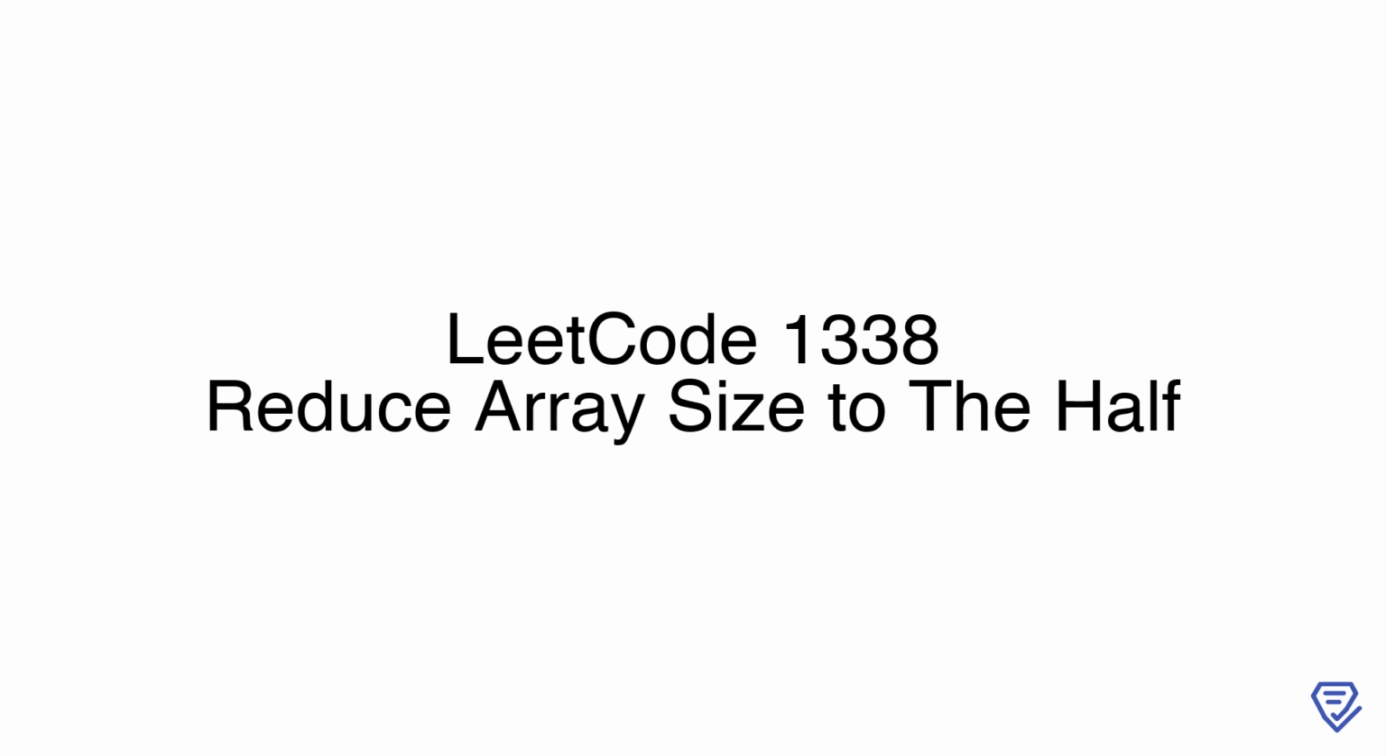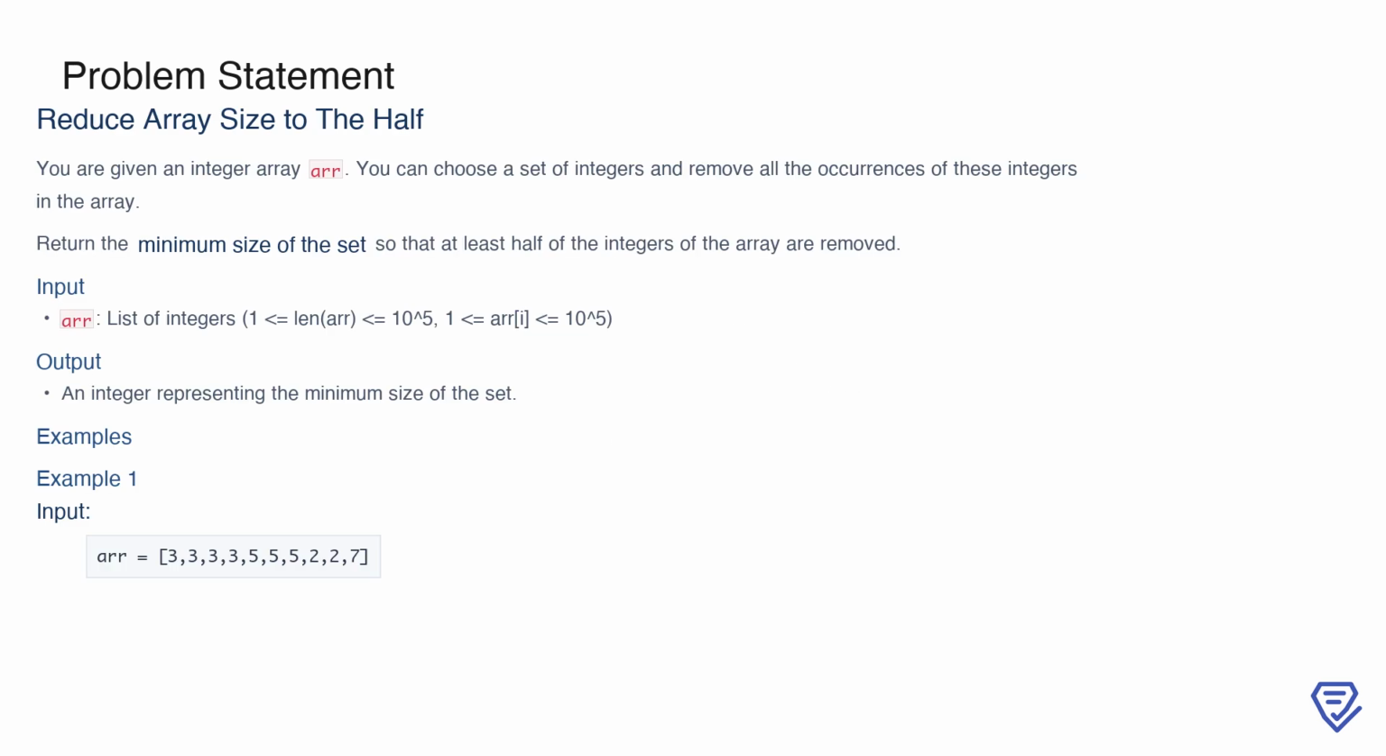Let's dive in. In this problem, you are given an integer array called ARR. Your task is to determine the smallest possible size of a set of integers such that removing all occurrences of these integers from the array reduces its size to at least half. Essentially, we want to minimize the number of unique integers we select while ensuring that removing their occurrences shrinks the array size to half or less.